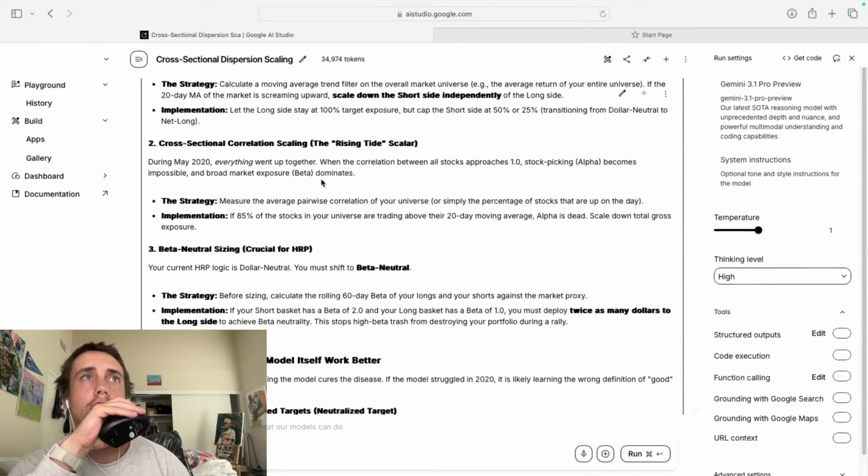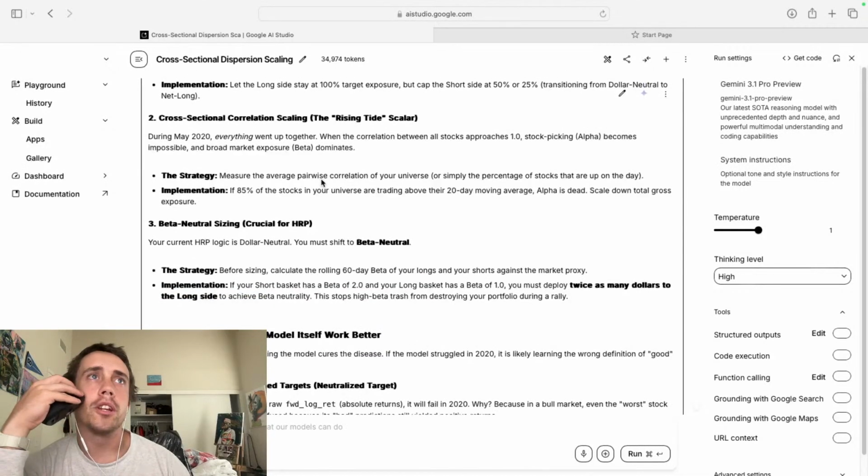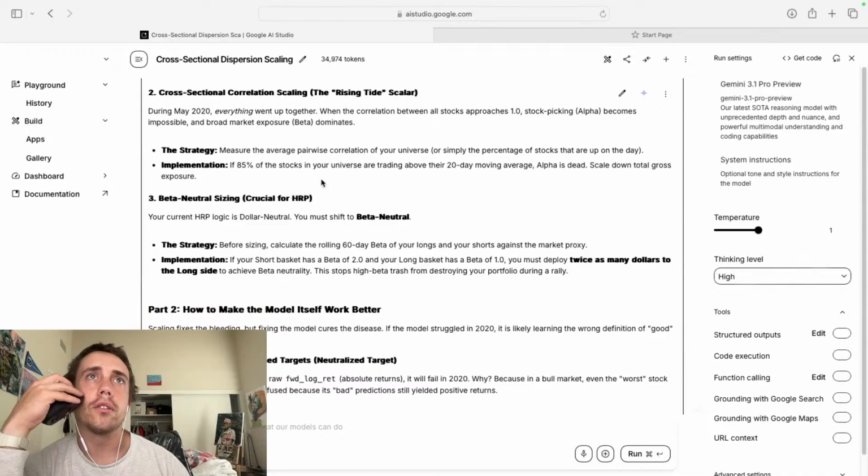Okay. Cross-sectional scaling. During May 2020, everything went up together. When the correlation between all stocks approaches 1, alpha becomes impossible and beta dominates. Okay, that doesn't look much better. I mean, that's basically making things more extreme without giving me higher returns.